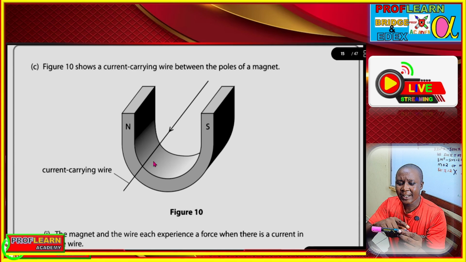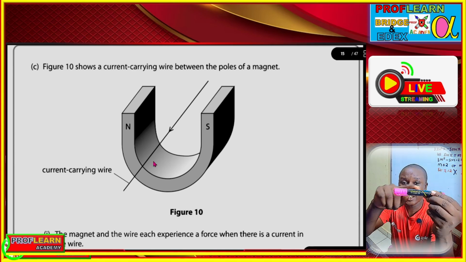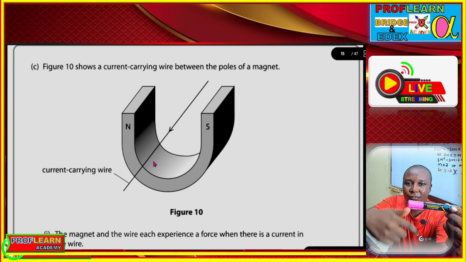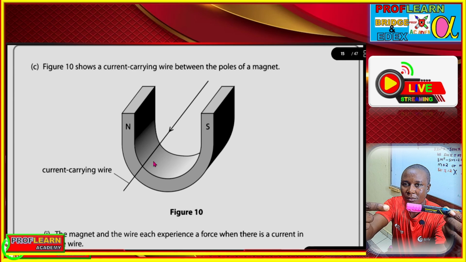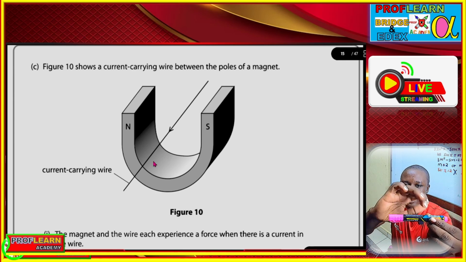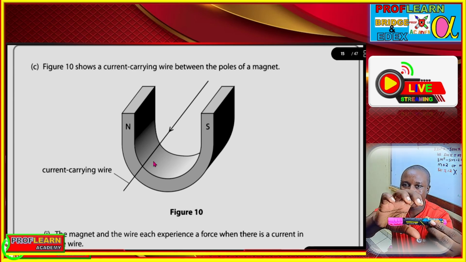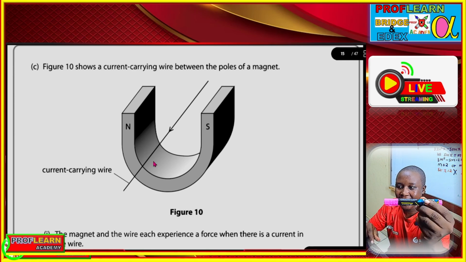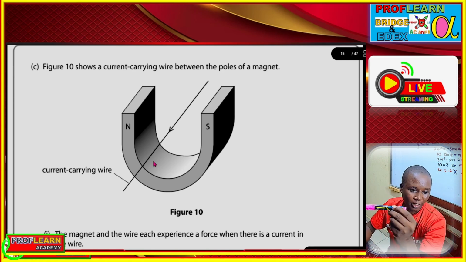So when current passes through any conductor, around this conductor we are going to have magnetic fields due to the flowing current. When these magnetic fields around the conductor due to the flowing current interact with the fields of the permanent magnet that we are having here, then we are going to have the conductor experiencing a force.